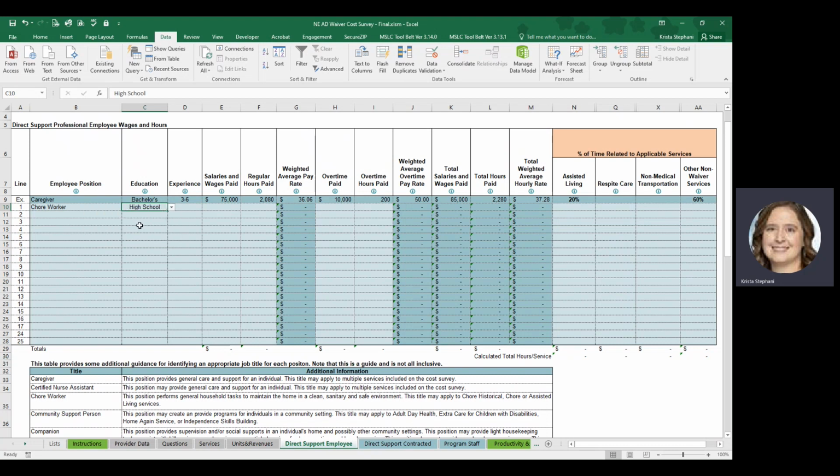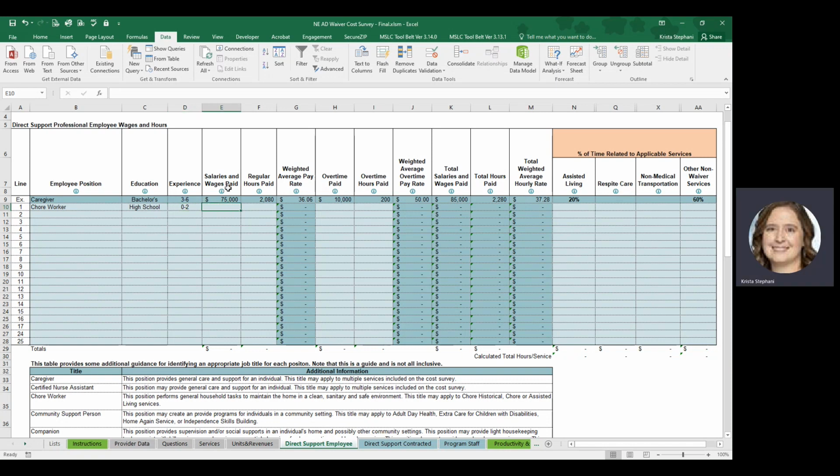So if it's only a high school education, please indicate that. And same with the required years of experience that that position needs before they can start providing direct services. This information will assist us with the rate study when we go to validate data against nationally published data sources such as the Bureau of Labor Statistics. Having the information for what is required for the position to provide services allows us to better align with the Bureau of Labor Statistics job descriptions and requirements in validating the wages that are paid for that position.